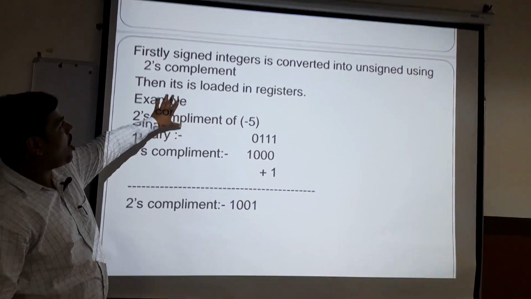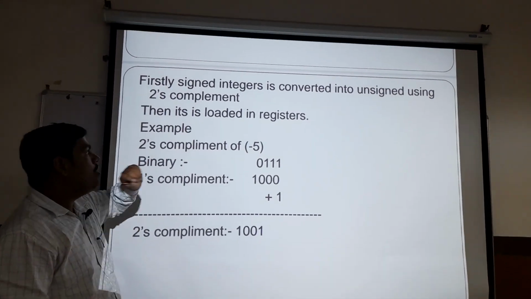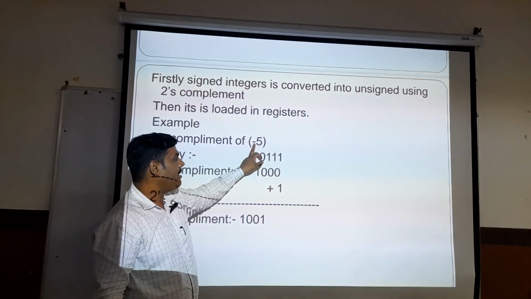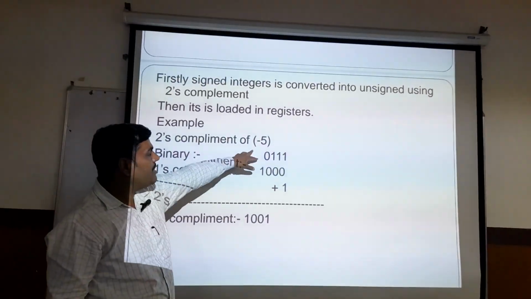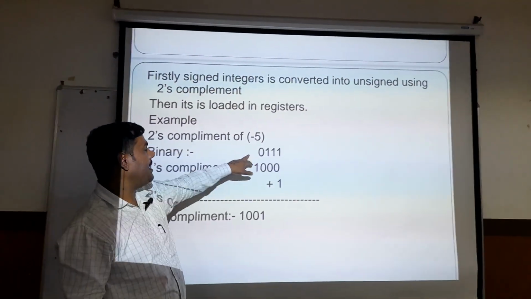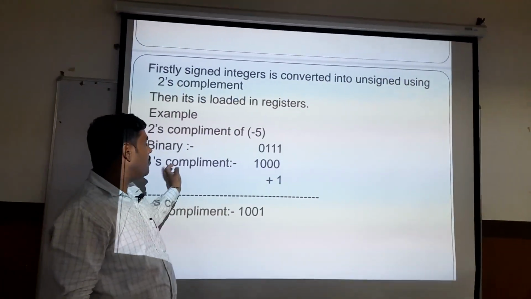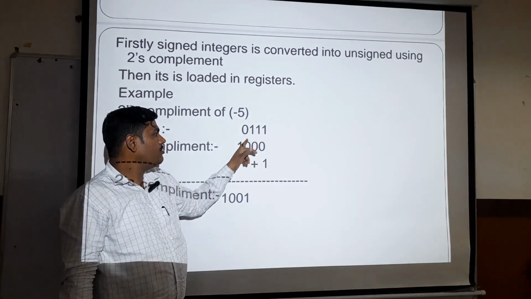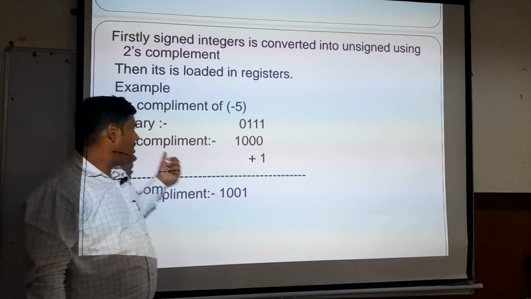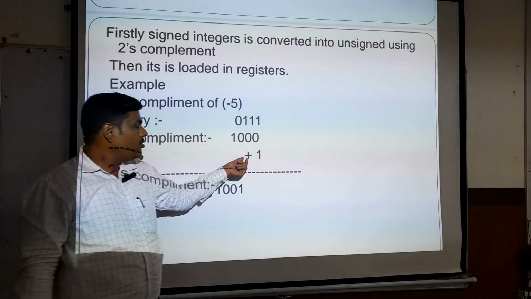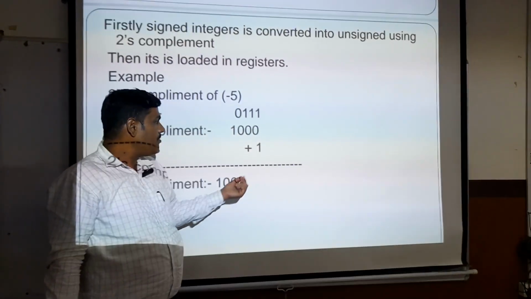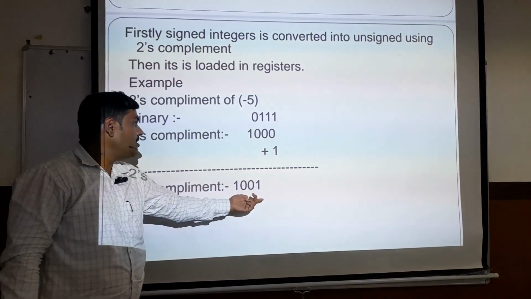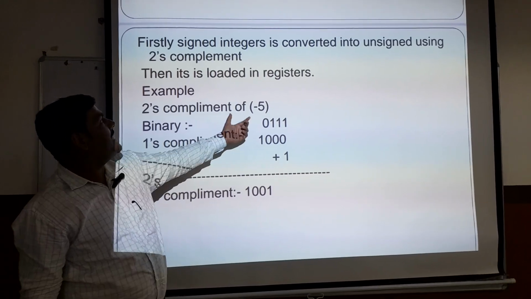This is how to calculate the 2's complement. Why use the 2's complement? If the sign is negative, then you calculate the 2's complement. First you write the binary number, then convert to the 1's complement, like 0 to 1 and 1 to 0. Then to calculate the 2's complement, you add 1, and you find 1 0 0 1. This is the 2's complement of -5.